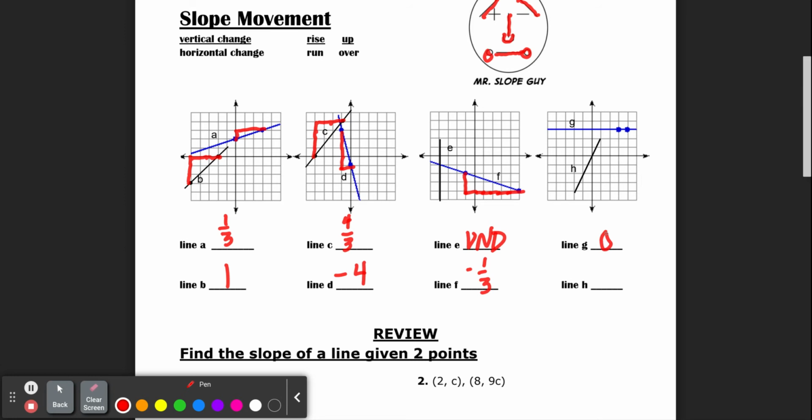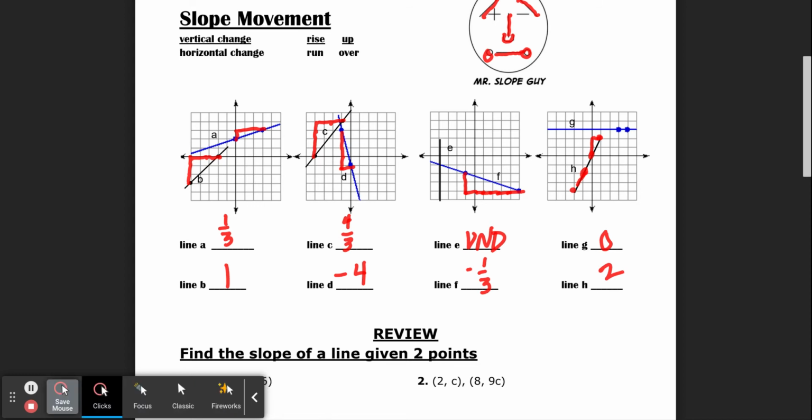Line H, well, you can put a point here and a point there, and then rise over run. Or you can kind of go up the line and see where it crosses through an intersection and go ahead and put some other points there. So then it makes it a little bit easier to rise 2 over 1. So your slope would be 2.